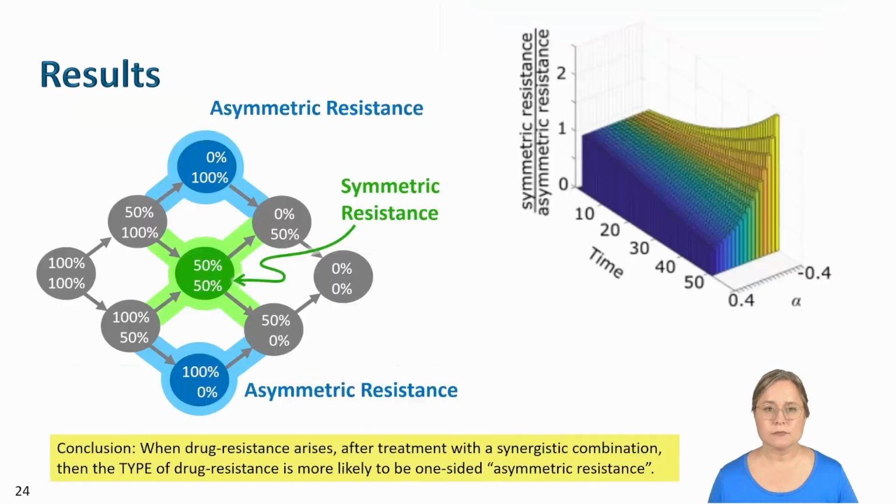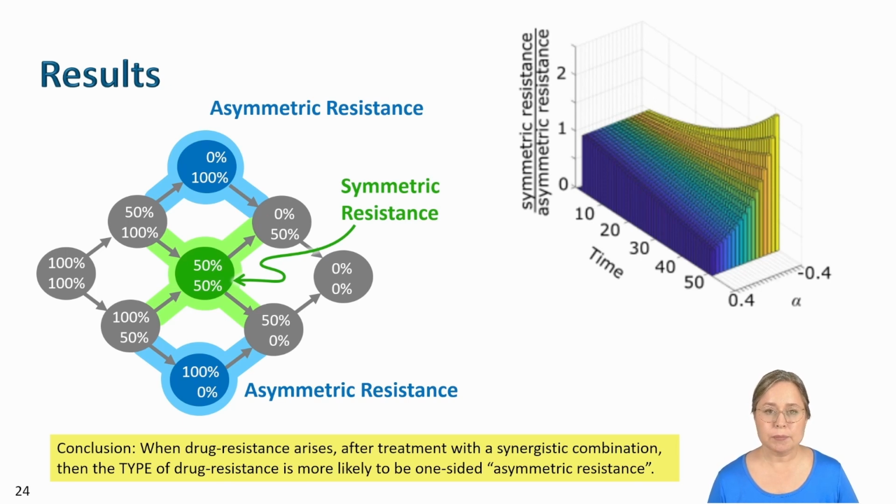Next, we studied what paths cells take for achieving resistance as they transition from a fully sensitive state on the left toward more resistant states toward the right. If cells can change along various paths, which paths will give them the greatest proliferation or the least death? Do cells tend to go through the middle of the grid, through states that are equally resistant to both drugs? The green states are called symmetric resistance. Or do they tend to develop one-sided resistance toward one drug more than the other, like the blue states, called asymmetric resistance?